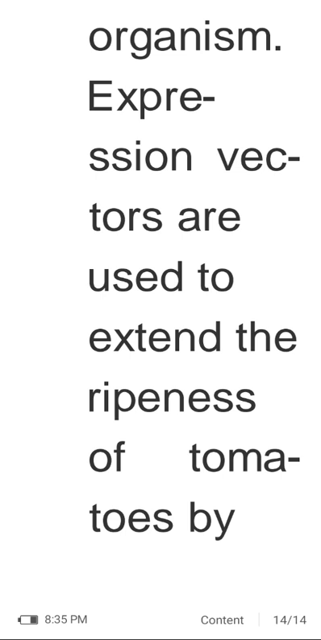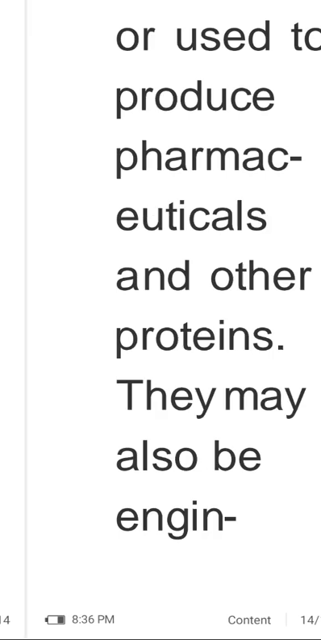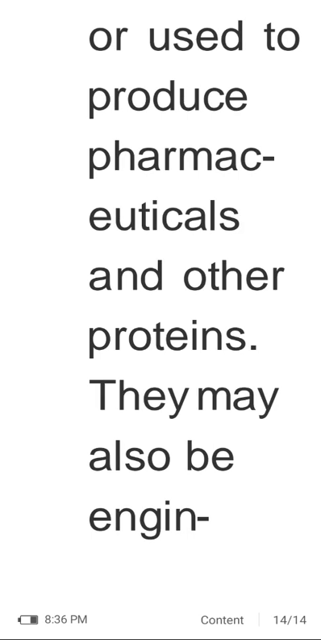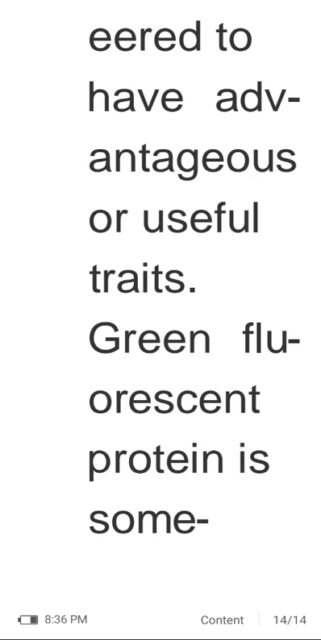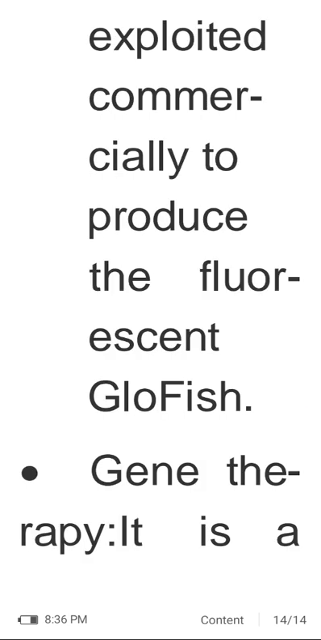Expression vectors are also used to extend the ripeness of tomatoes by altering the plant so that it produces less of the chemical that causes the tomatoes to rot. This is genetically modified food. Transgenic animals have also been produced to study animal biotechnological processes and human diseases, or used to produce pharmaceuticals and other proteins. They may also be engineered to have advantages or useful traits. Green fluorescent protein is sometimes used as a tag, which results in protein that can fluoresce, and this has been exploited commercially to produce the fluorescent GloFish.